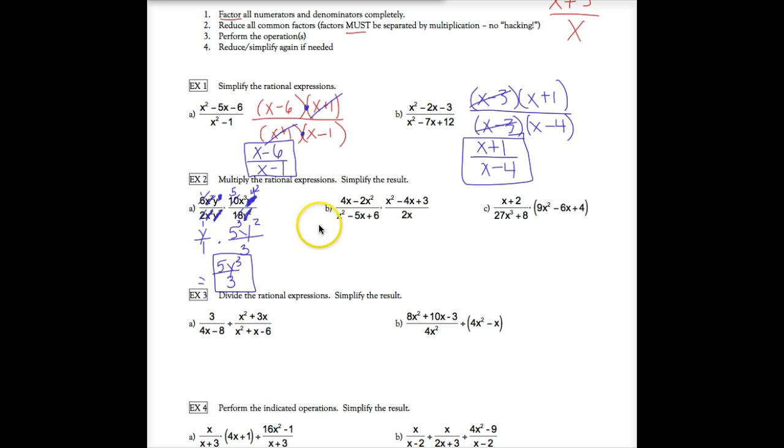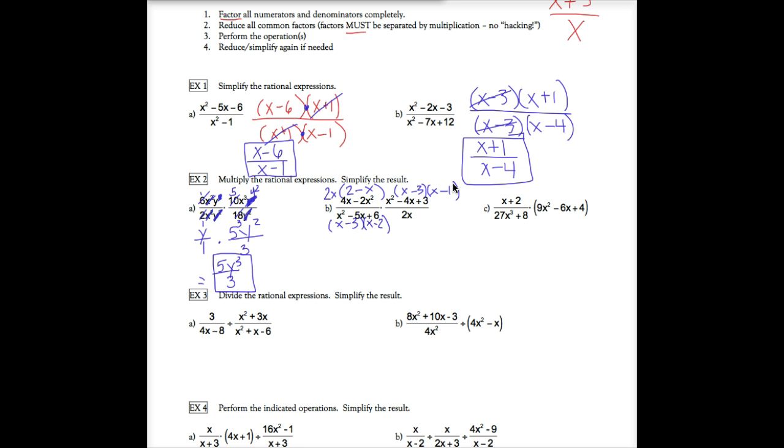All right, if we look at the middle one here, I need to factor because I've got addition and subtraction. So the top factors with a GCF. I can take out the 2x, and that's going to leave me with 2 minus x. On the bottom here, this is x minus 3 times x minus 2. And the top here is x minus 3 times x minus 1.